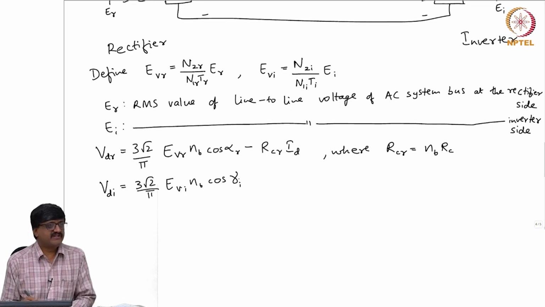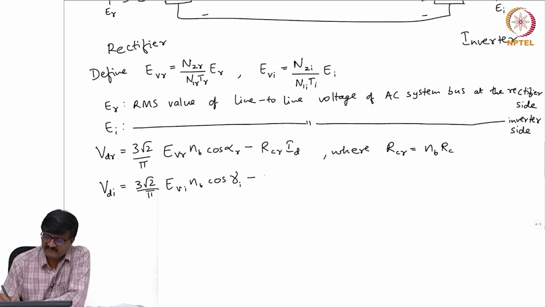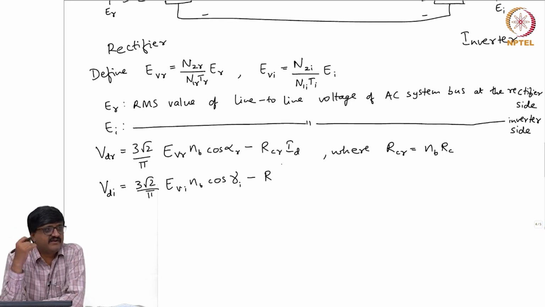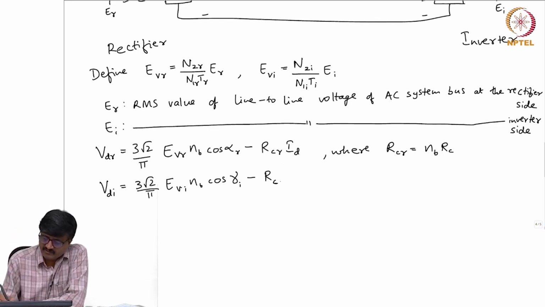Now, again, to differentiate between the gamma of rectifier and gamma of inverter, I use a notation gamma I. Just as RCR is the resistance corresponding to rectifier, I now use a notation RCI for inverter. Is that okay?